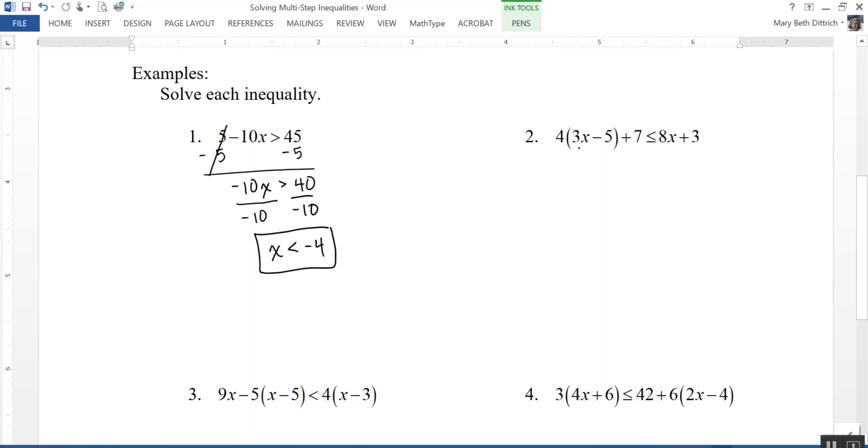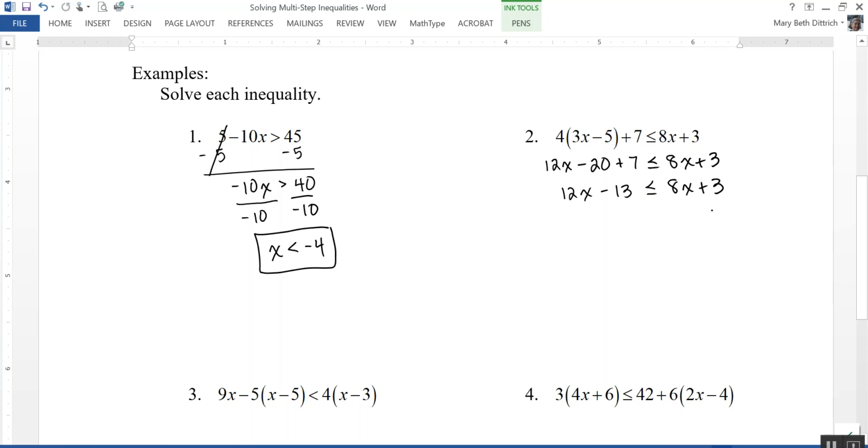Number 2 has 4 times the quantity 3x minus 5 plus 7 is less than or equal to 8x plus 3. So my first step is going to be to distribute, so let's distribute that 4 to the 3x, which gives me 12x, and to the negative 5, which gives me negative 20, plus 7 is less than or equal to 8x plus 3. Before I go any further, I think I'm going to combine like terms. I only have one term with an x on the left side here, but I do have a negative 20 plus 7, so that's going to give me a negative 13. So 12x minus 13 is less than or equal to 8x plus 3.